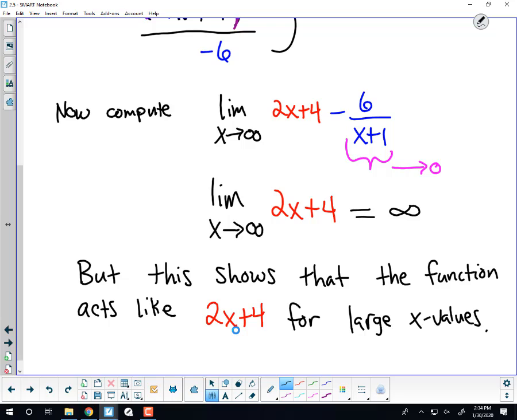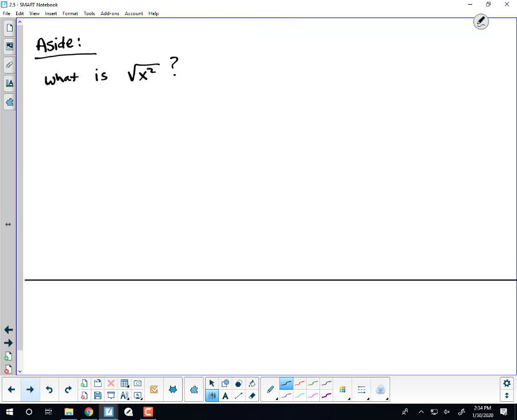All right, if there aren't any questions, we're going to shift gears a little bit and remind ourselves, this is sort of an aside, but necessary for certain limits.